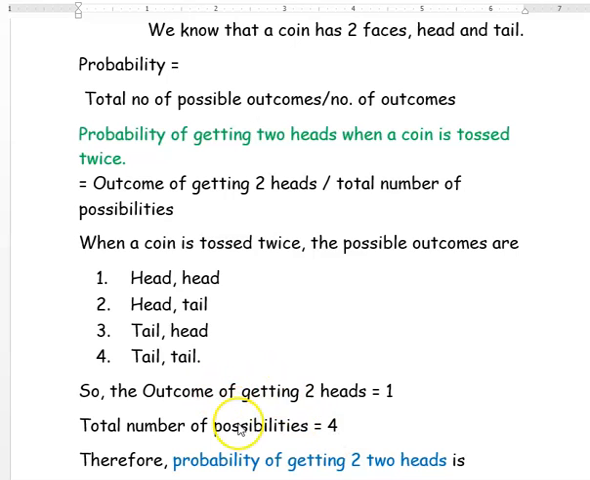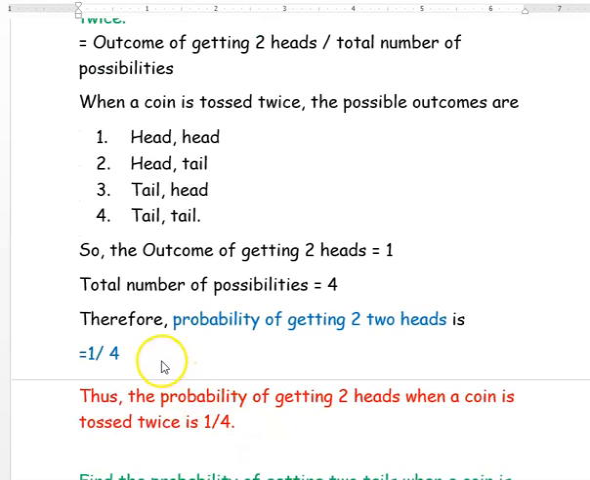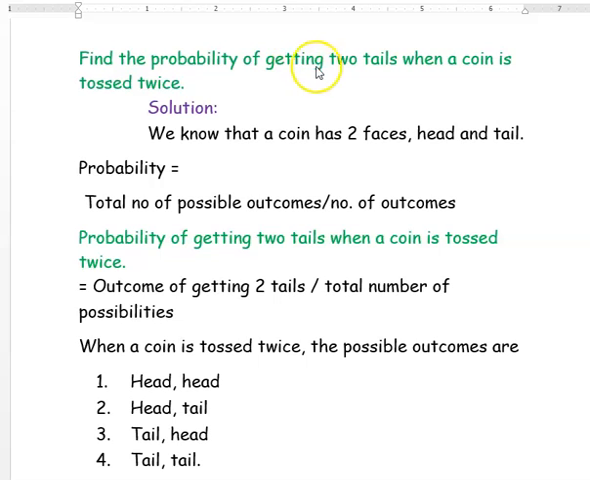So now we are substituting this in our formula. If you substitute in the formula, the probability of getting 2 heads is 1 divided by the total number of possibilities, which is 4. So thus the probability of getting 2 heads when a coin is tossed twice is 1 divided by 4.